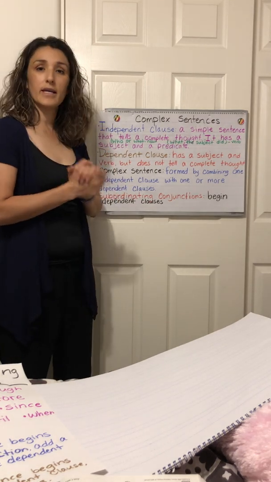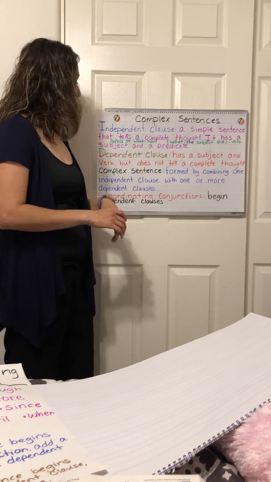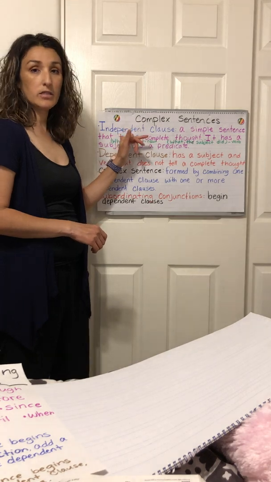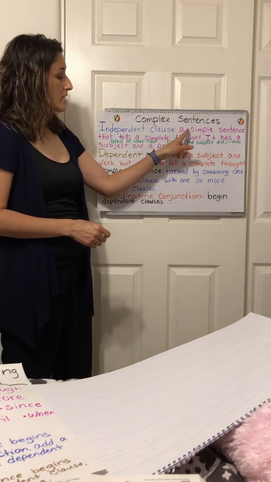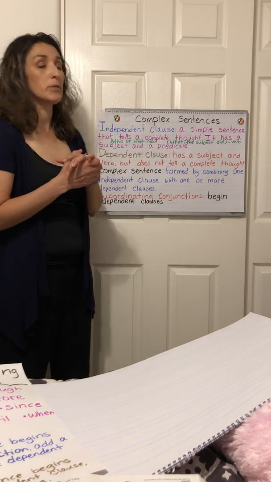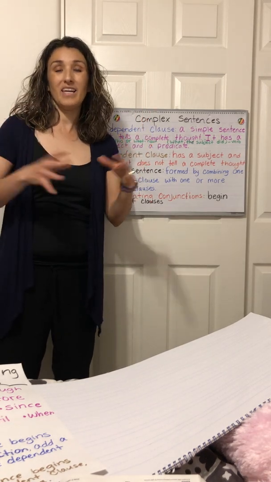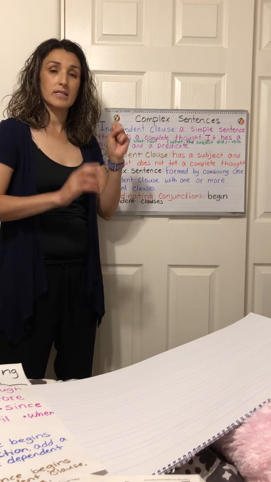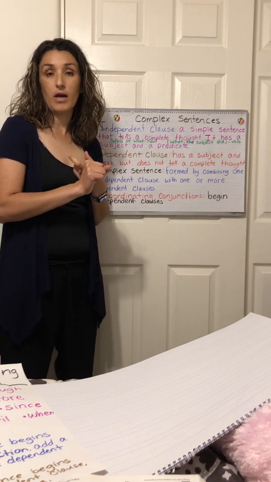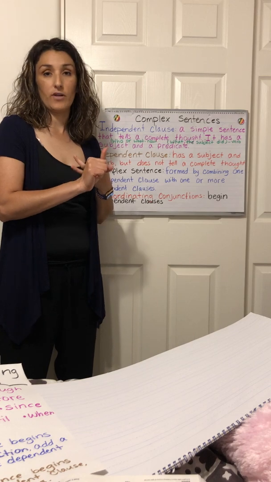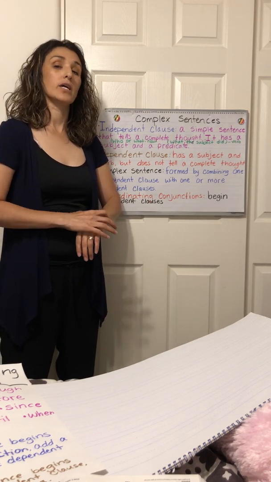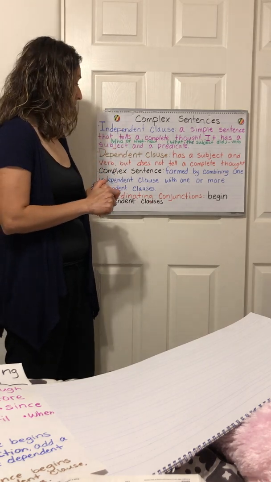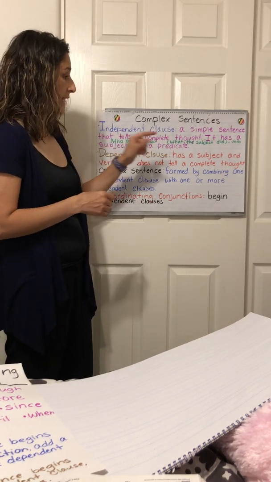Okay, so what is a complex sentence? A complex sentence has an independent clause. And what is an independent clause? It is a simple sentence that tells a complete thought. So what does that mean? It means that it has a subject and a predicate, which means a subject, who or what the sentence is about, and the predicate is the action, the verb. What is the subject doing? What is the person or the thing doing? So a noun and the verb.